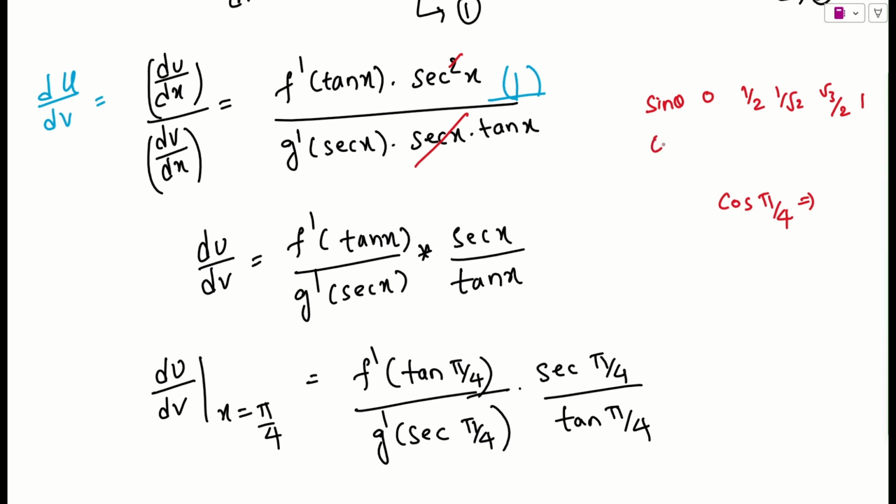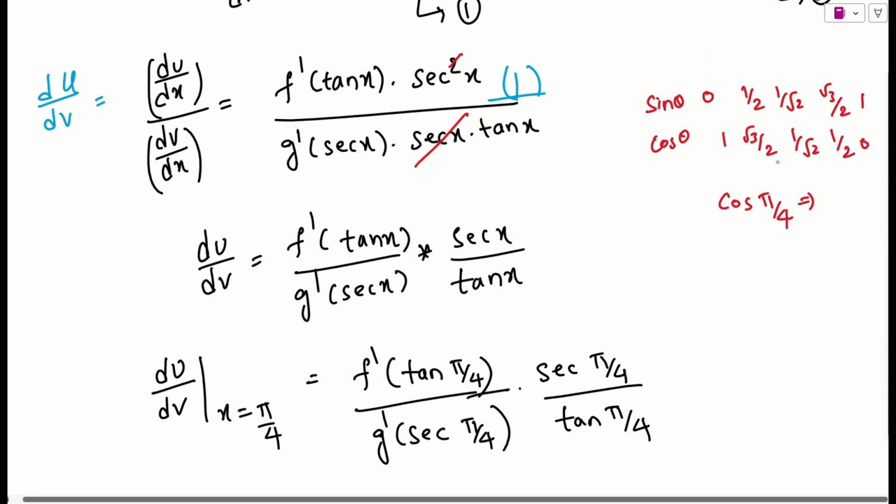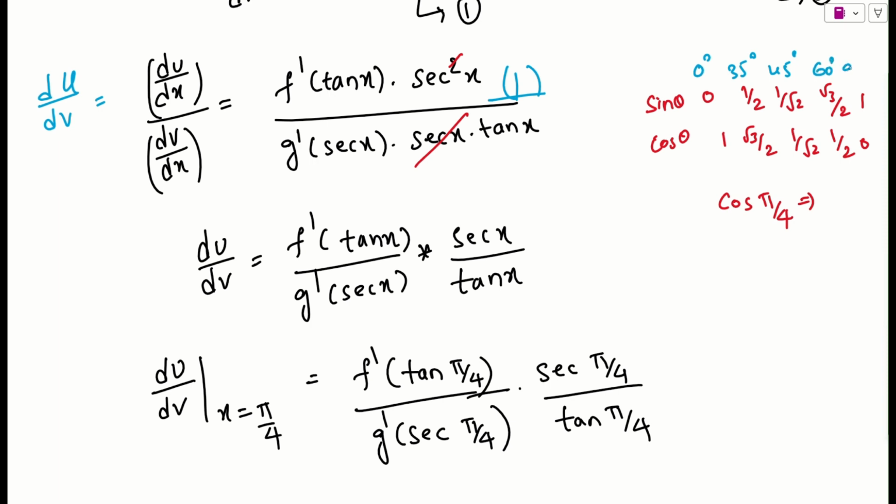If you take simply the opposite, what will we get here? This will be 1, root 3 by 2, 1 by root 2, 1 by 2, and 0. This is for 0 degrees, 30 degrees, 45 degrees, 60 degrees, and this is for 90 degrees. First, what is cos 45? We got 1 by root 2. Simply take 1 by root 2.